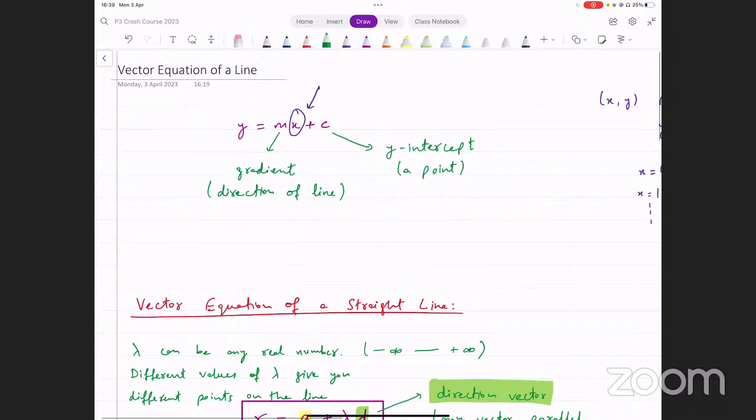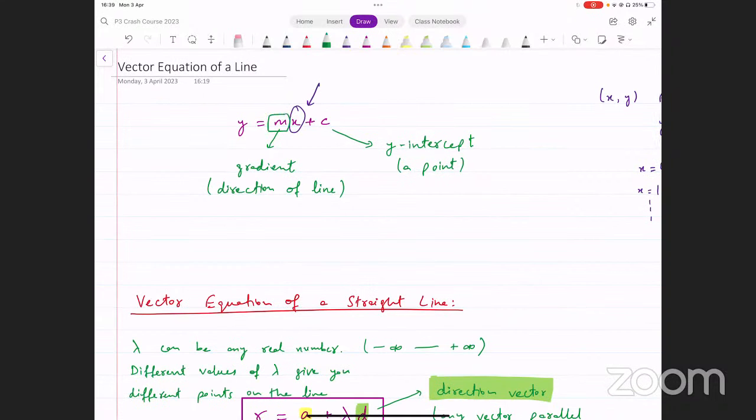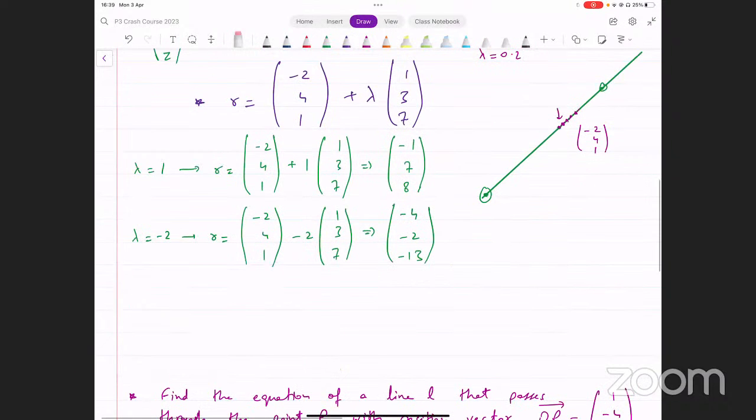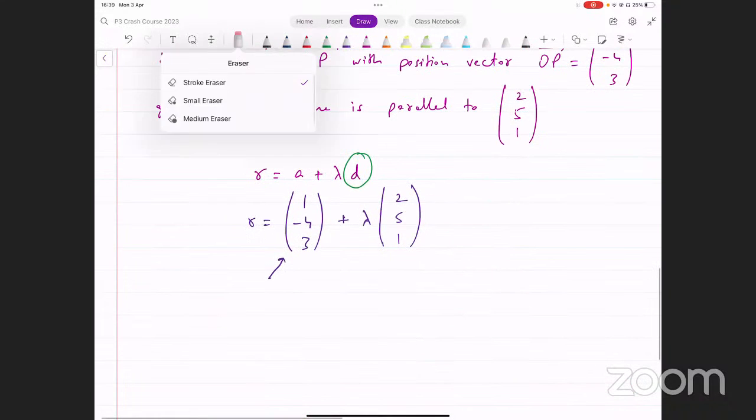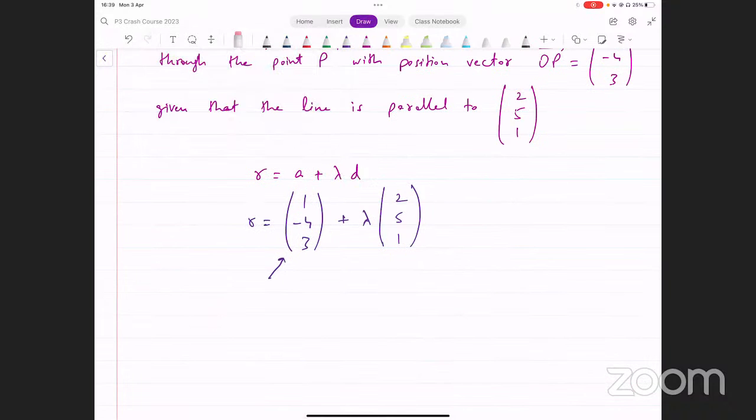In 2D, the direction used to be represented by gradient. Now, gradient is not defined for 3 dimensions. Gradient was defined only for 2 dimensions. That was y2 minus y1 over x2 minus x1, change in y over change in x. In 3 dimensions, we instead use direction vector. So in 2-dimensional form, m used to tell us the direction of the line. In this form, this vector d tells us the direction of the line. So that's what you need to write down the equation. You need 2 things: position vector of a point on the line and the direction of the line.